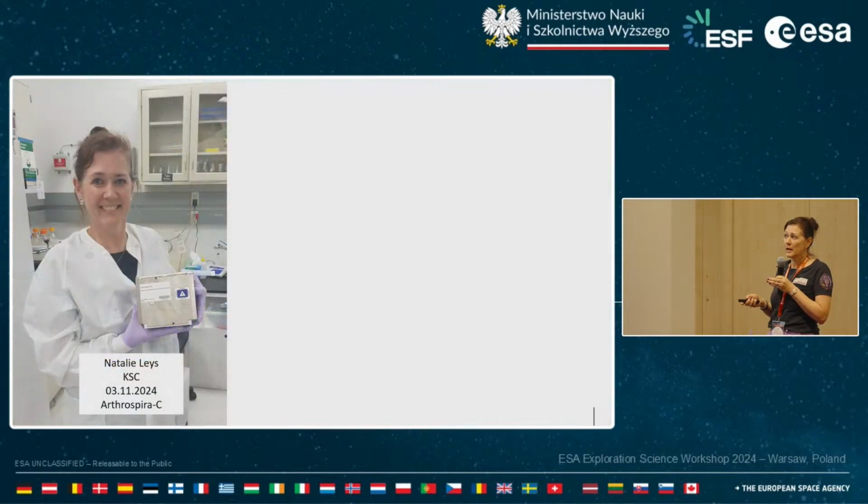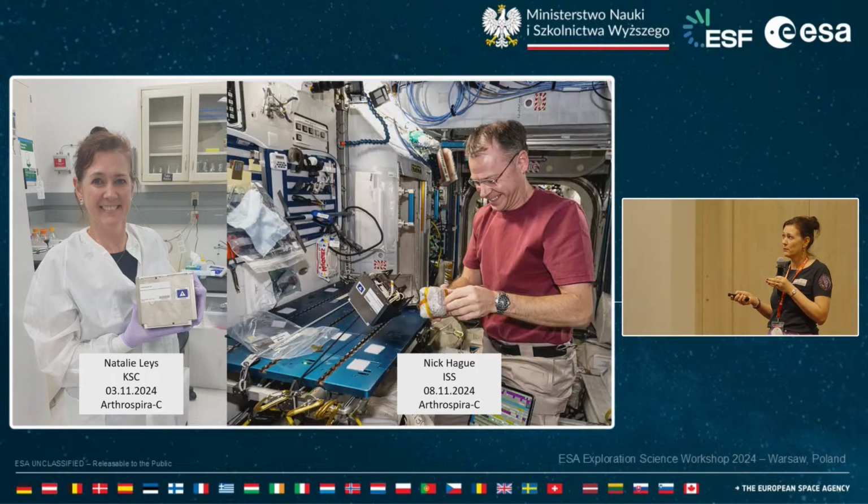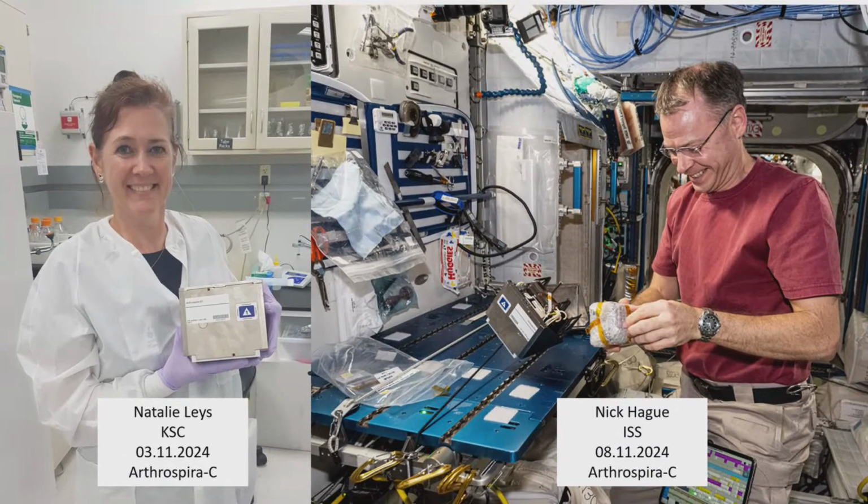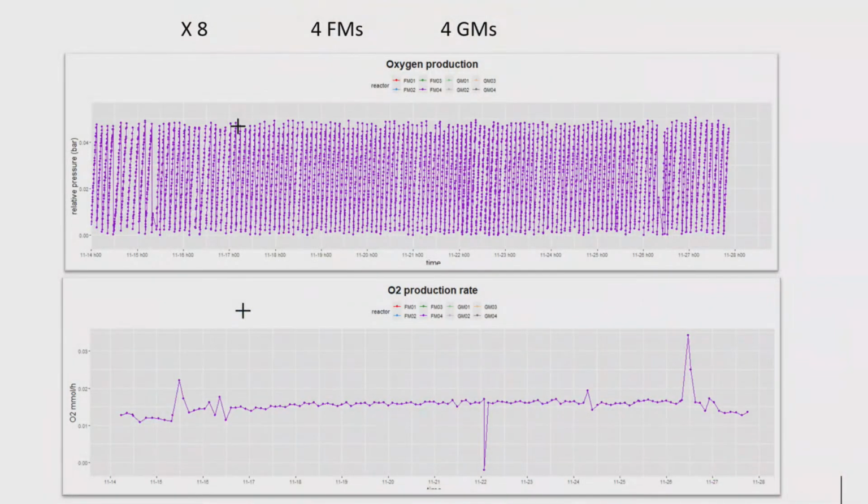And I was very happy to do the handover on the 3rd of November, and then even 5 days later I saw the same box floating with the astronaut, which for me was a very nice achievement after many years of work. These are the data of last evening of one of the flight models.